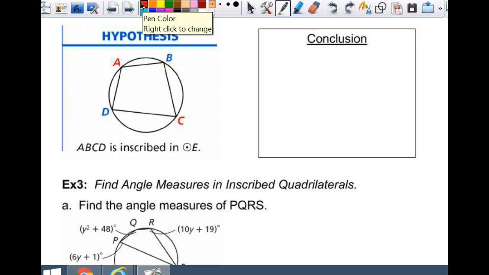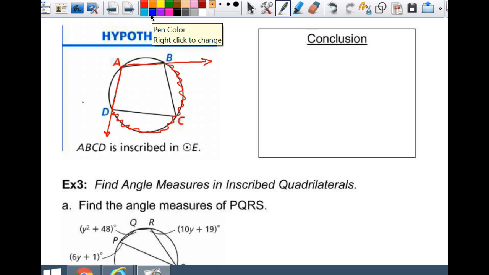So if I took angle A and I extend, oh goodness, I'm going to extend it outside the circle, like so. This is my intercepted arc. We all agree with that? So then the angle opposite of A is C. So I'm going to extend that out of the circle. That means this is my intercepted arc.